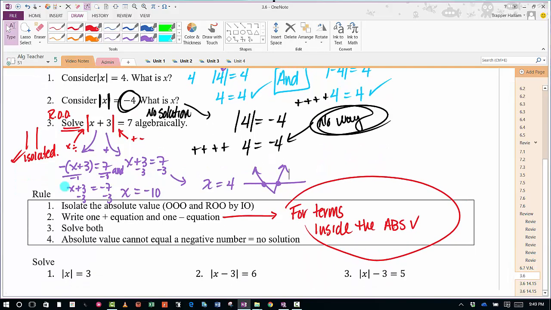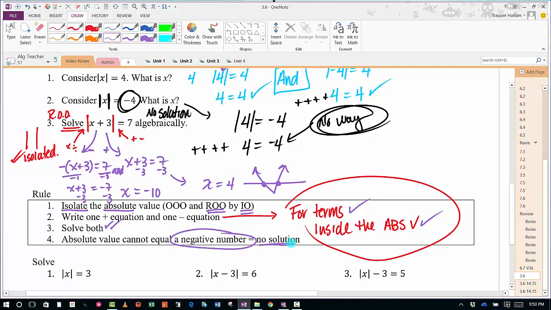So let's talk about a rule. The first part that we have to do is isolate the absolute value. Use your standard rules, reverse order of operations, inverse operations. Then when you're done, you're going to write a negative and a positive version of whatever's inside the absolute value. Then you solve both of them. And when you're done, you have your two solutions. If you happen to find out, when you isolate the absolute value, that it equals a negative number, that means no solution. Okay, that's really the only new thing you have to pay attention to. I guess there's a couple new things there, not gonna lie.